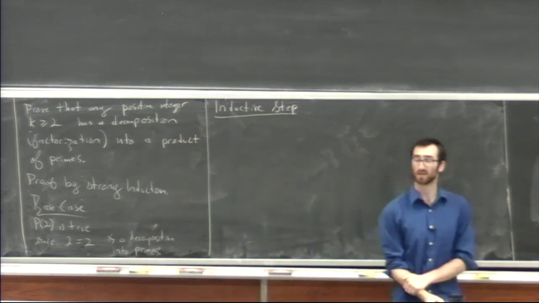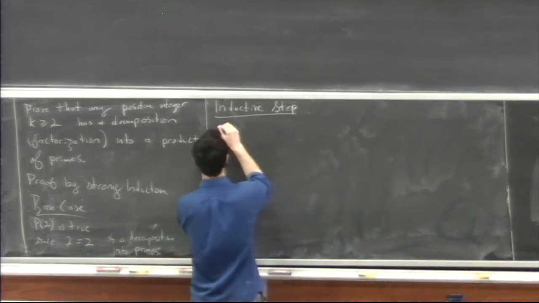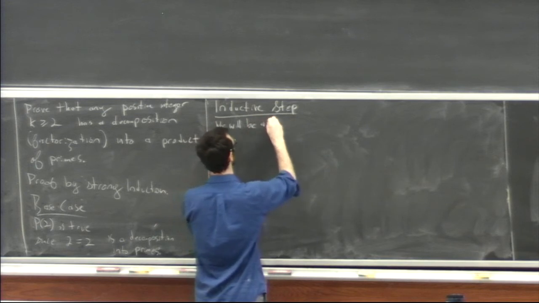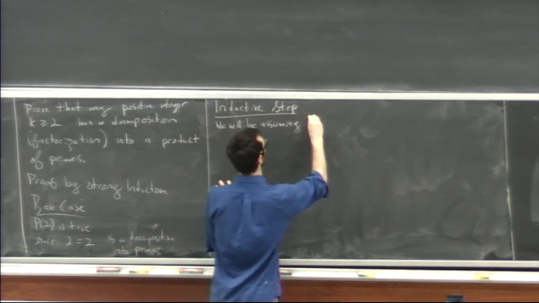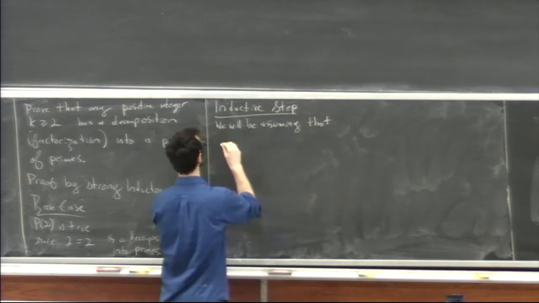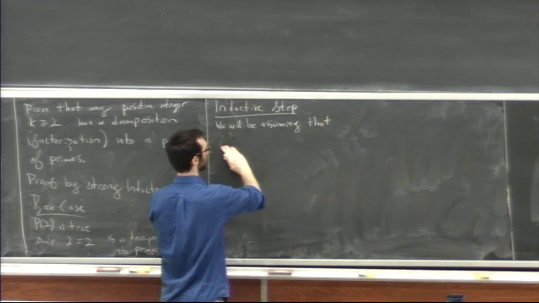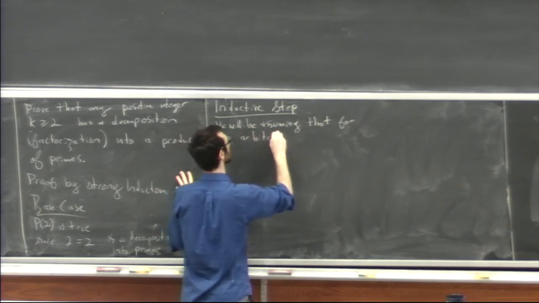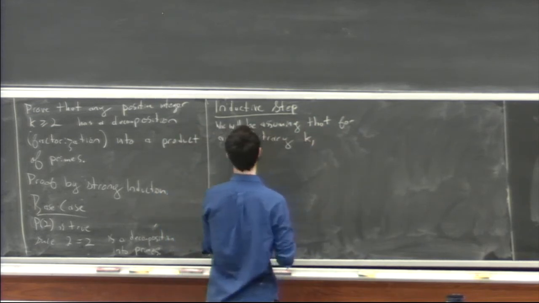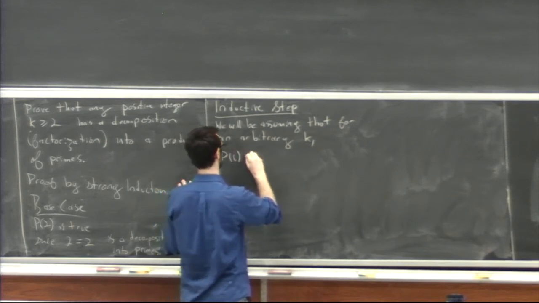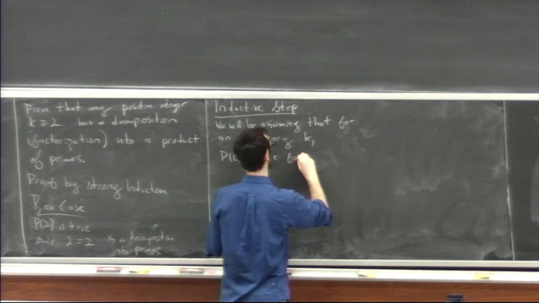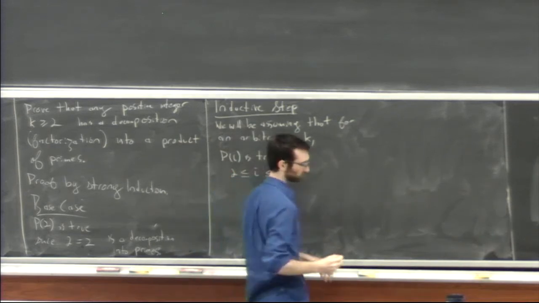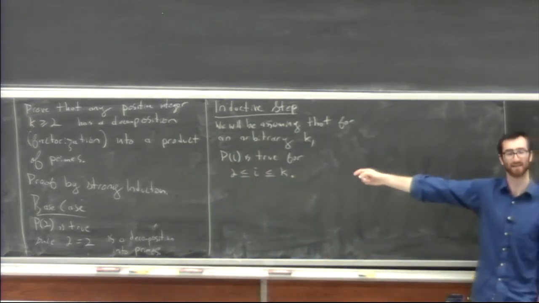The inductive step is what we want to show. We will be assuming that P of k, so for an arbitrary k, P of i is true for 2 ≤ i ≤ k. This is what I'm going to be assuming in the inductive hypothesis.